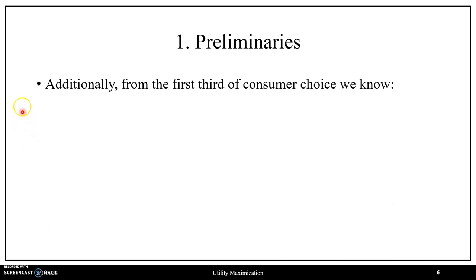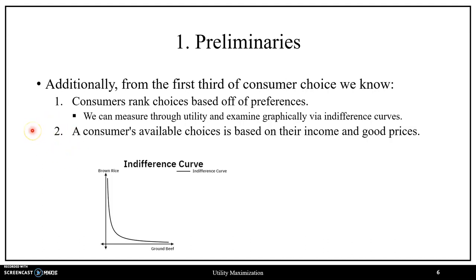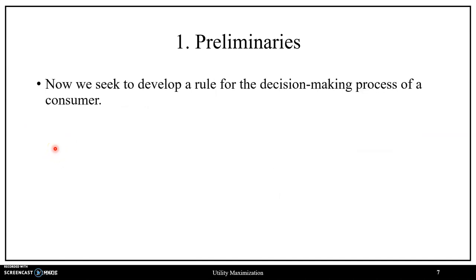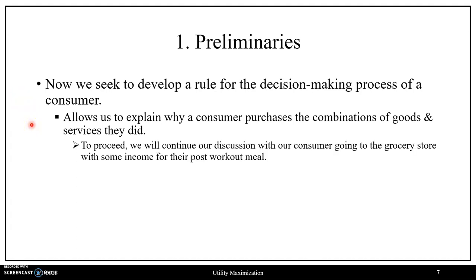Additionally, from our first third of consumer choice, we know that consumers will rank their choices based off of their preferences, which we can measure through utility and examine graphically via indifference curves. Secondly, we know that consumers will have choices available to them based off of their income and the prices they face on goods and services, which we can examine graphically via the budget constraint. Now we seek to use this information to develop a decision-making rule for the consumer, as this will allow us to explain why a consumer purchases the combinations of goods and services they did.